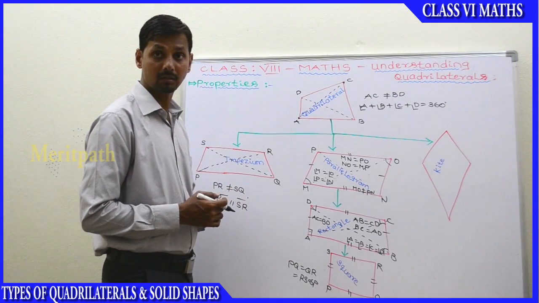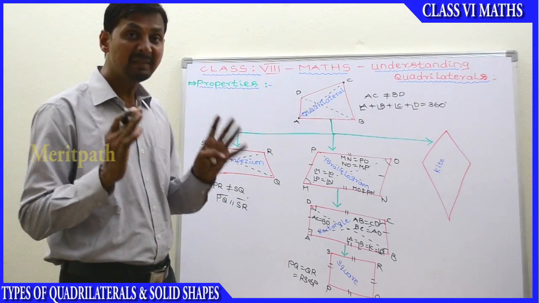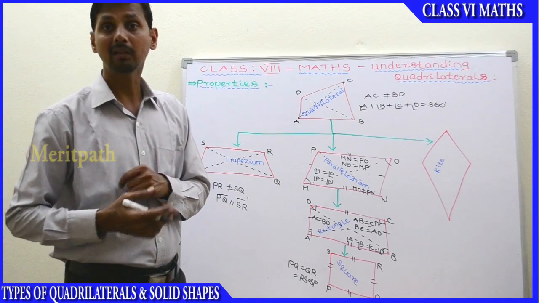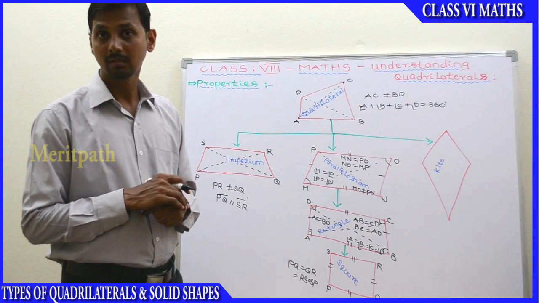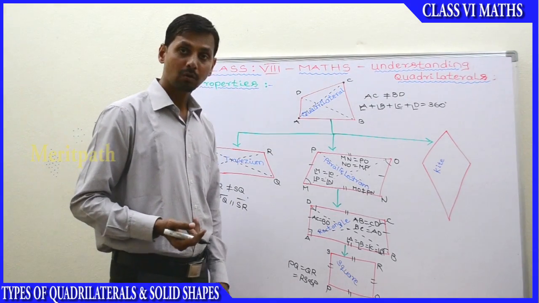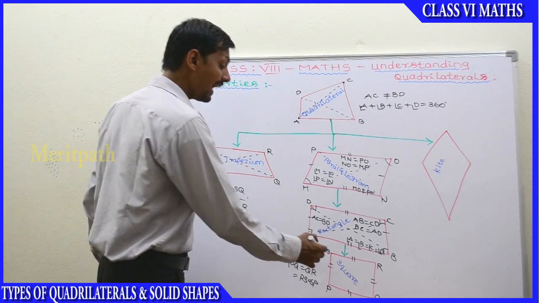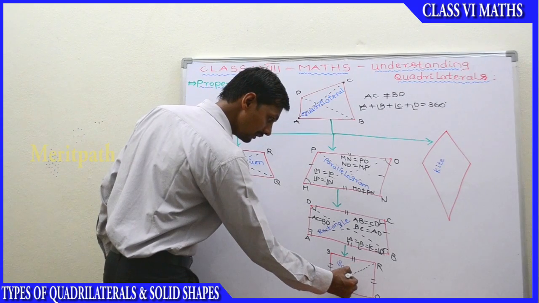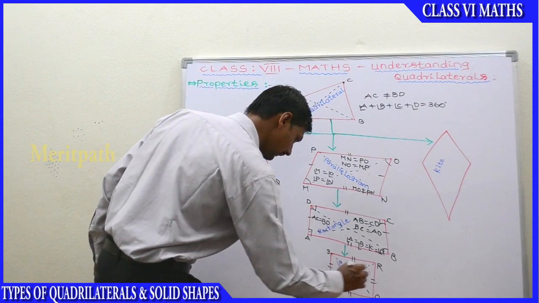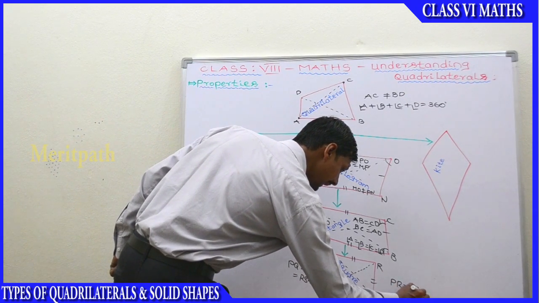And if you observe the angles of the square, angle P is equal to angle Q is equal to angle R is equal to angle S. All the angles are equal. So each angle is equal to one another. All the angles of the square are equal. And then if you take the diagonals of the square, the diagonals of the square are equal. PR is equal to QS. The diagonals are equal in this.